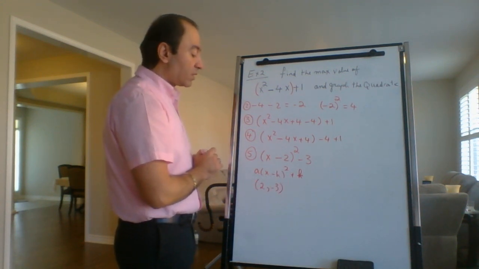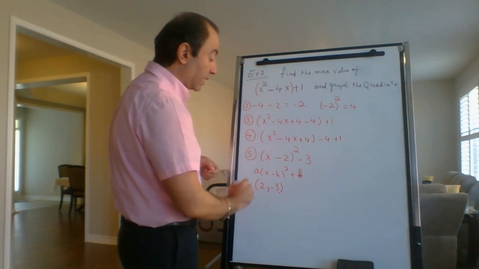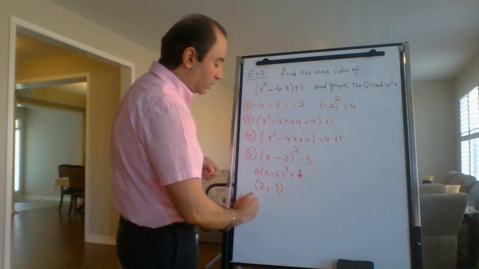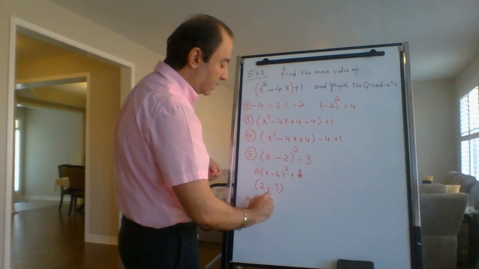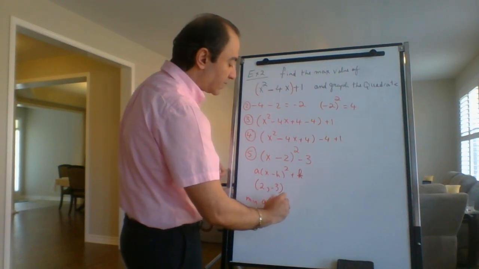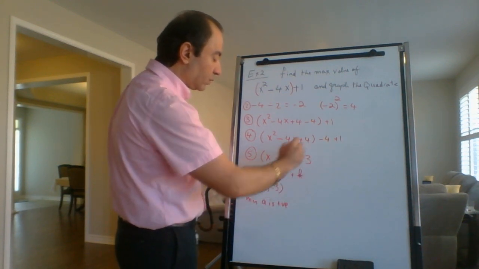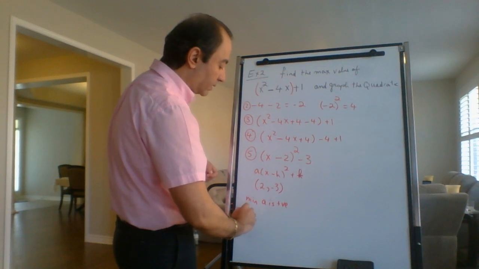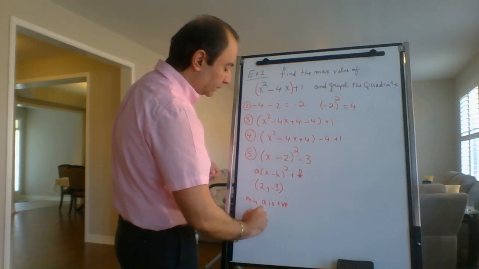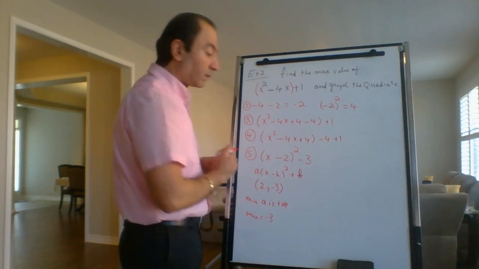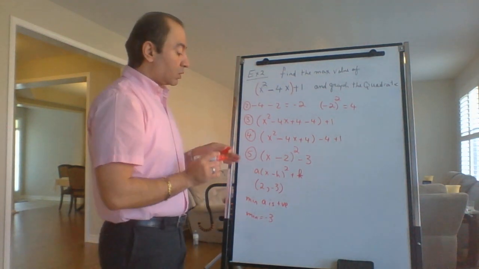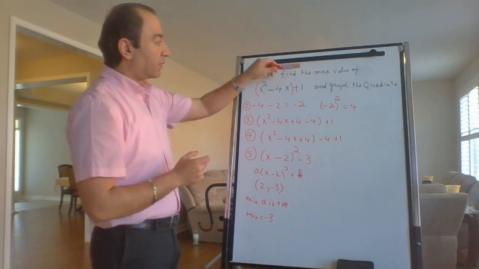Does this have a max or min? It has a min, because a is positive. What is the minimum value? The minimum value equals negative 3. Okay? So now we have answered the first part.